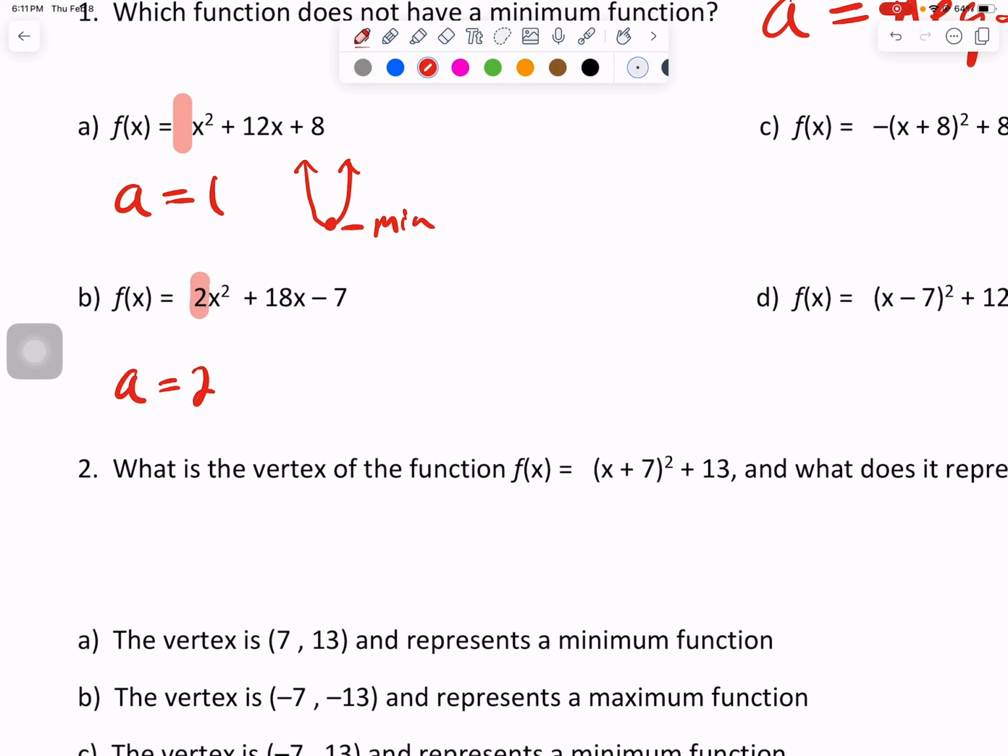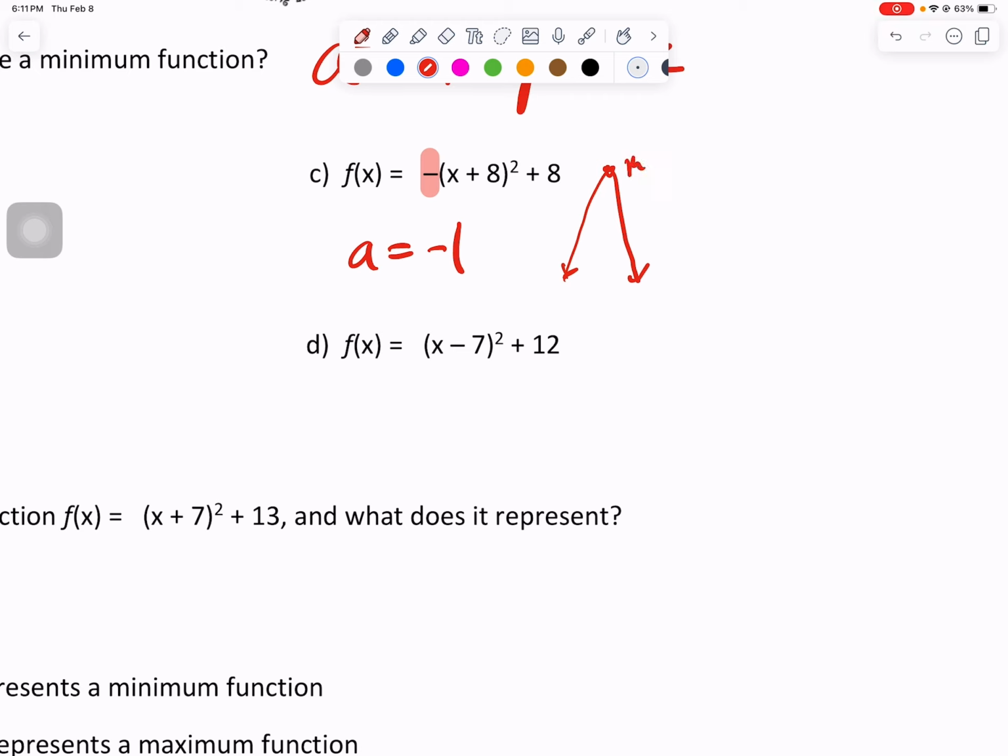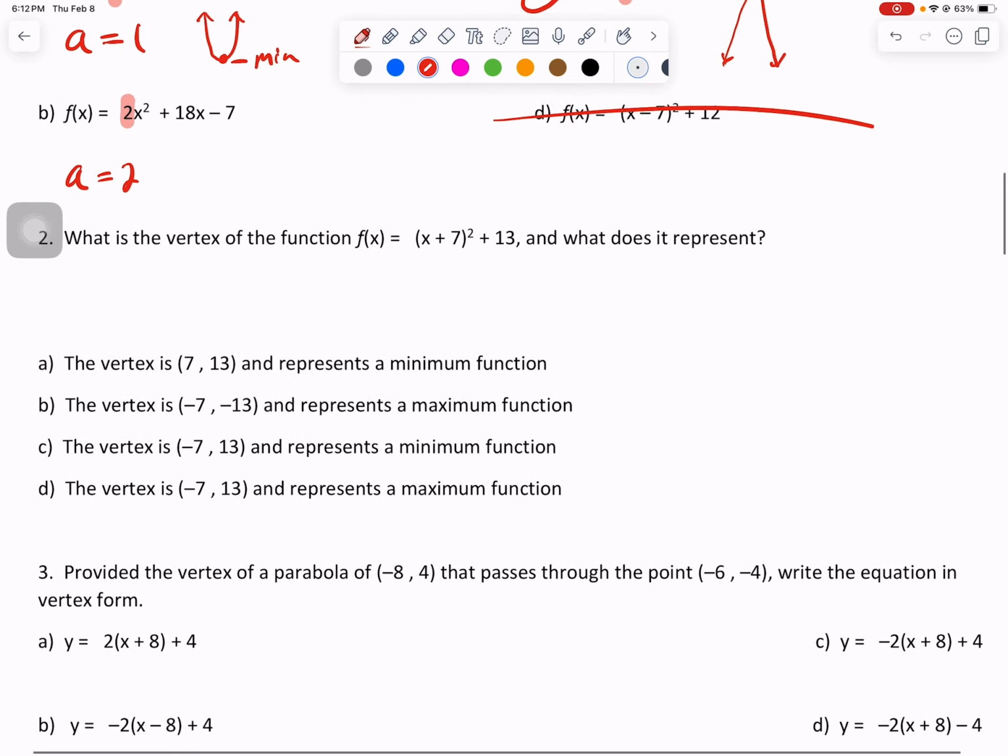Now, let's go ahead. Vertex form. I see a negative in front of our parentheses. I think somebody said it. It sure is. A equals negative 1, giving us a frown, but also creating that maximum that we are looking for. Go ahead and circle C as your answer, and D is no good anymore. Moving forward to number 2.